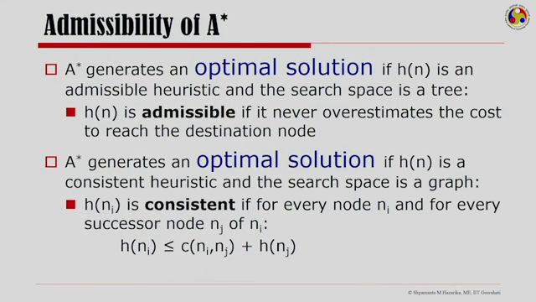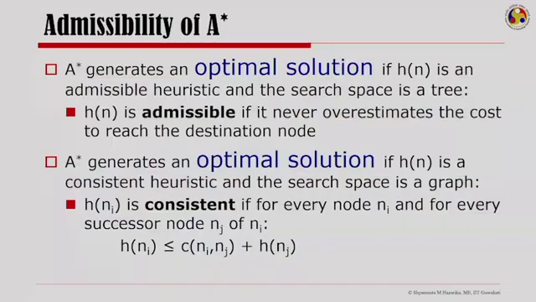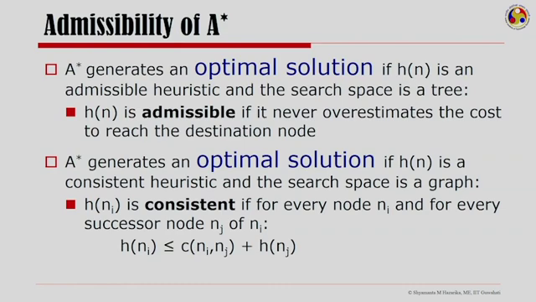A star guarantees an optimal solution if h(n) is an admissible heuristic and the search space is a tree. Now h(n) is admissible, as I told you in the previous slide, if it never overestimates the cost to reach the destination node. A star generates an optimal solution if h(n) is a consistent heuristic and the search space is a graph.